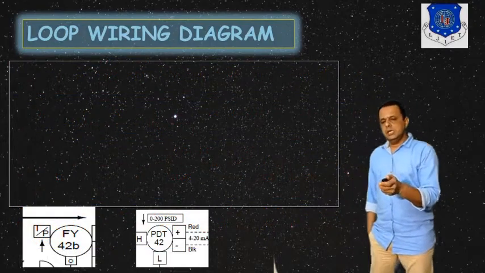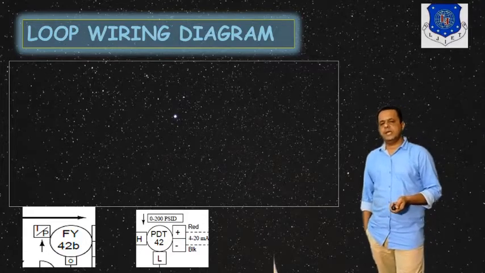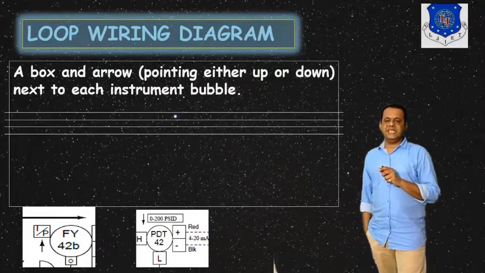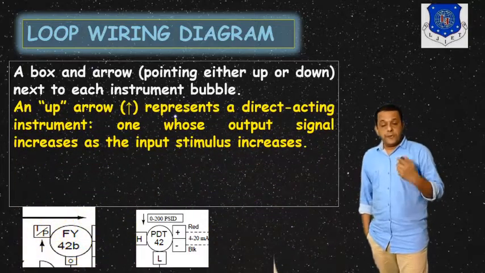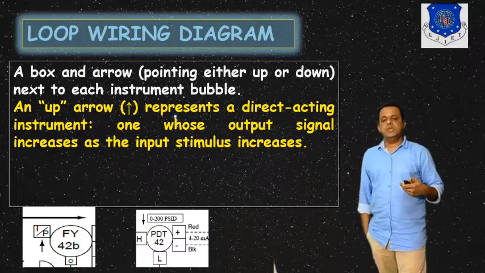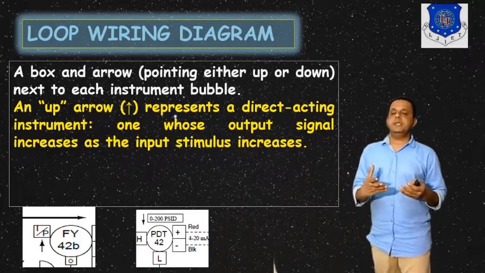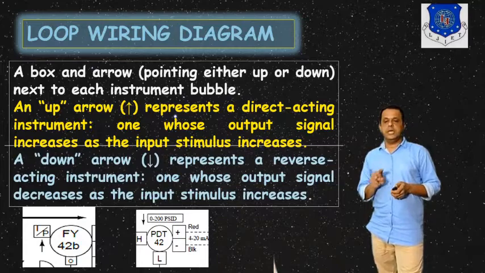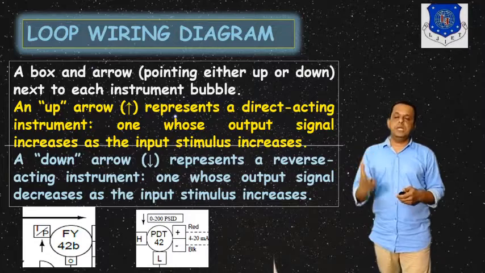Here you see downward and upward arrows. I am giving one small detail out of this loop wiring diagram. A box and an arrow pointing up or down in each bubble. If it is an upward arrow, it shows that the output signal increases with the input stimulus increase. Like if you increase the input, the output will increase. That way it shows the up arrow. And if the arrow is down, here we can say with the input stimulus, the output signal will decrease.